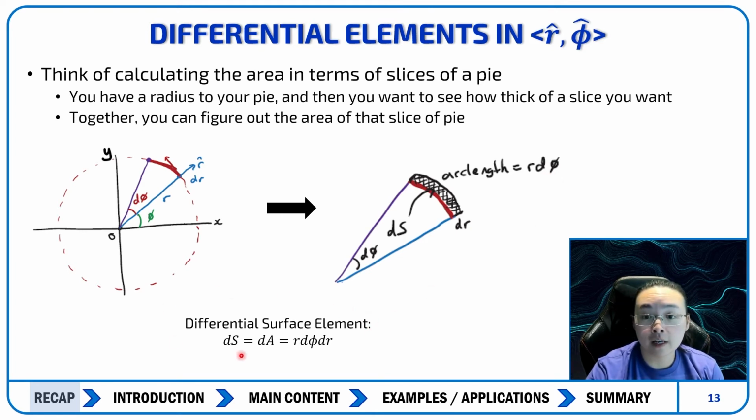So when we're defining a differential surface element or surface area element, we have ds or dA being equal to r d phi dr, and that's in polar coordinates. Keep in mind, these are things that you don't have to derive every single time you start a question. You just have to pick the right one.